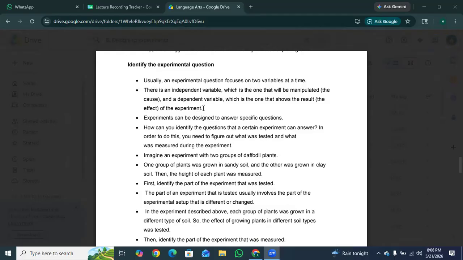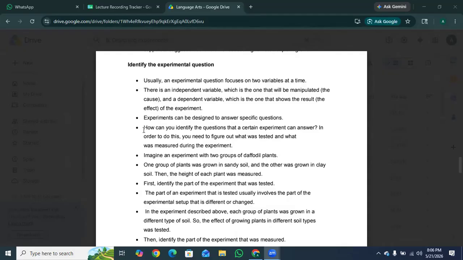So, basically, what is an experimental question? In simple words, an experimental question is a specific problem a scientist wants to solve. It connects your cause and your effect into a single query. Okay? So, a good experimental question always focuses on two things at the same time, the independent variable and the dependent variable. This is the main rule. Okay?